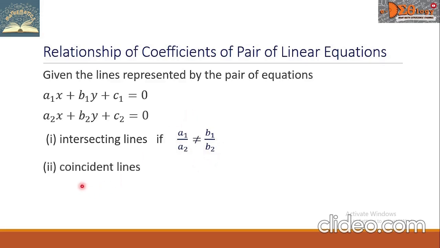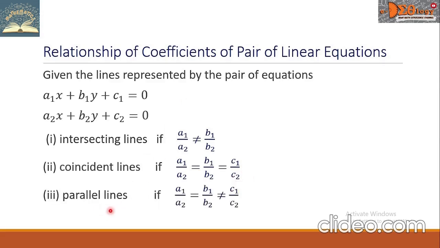Or we call them coincident lines if a sub 1 over a sub 2 equals b sub 1 over b sub 2 equals c sub 1 over c sub 2. Third possibility, this pair of equations are parallel lines if a sub 1 over a sub 2 equals b sub 1 over b sub 2 is not equal to c sub 1 over c sub 2.